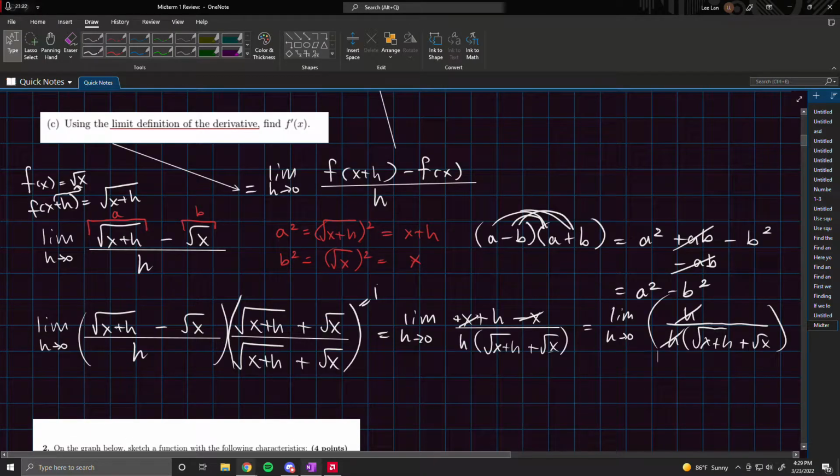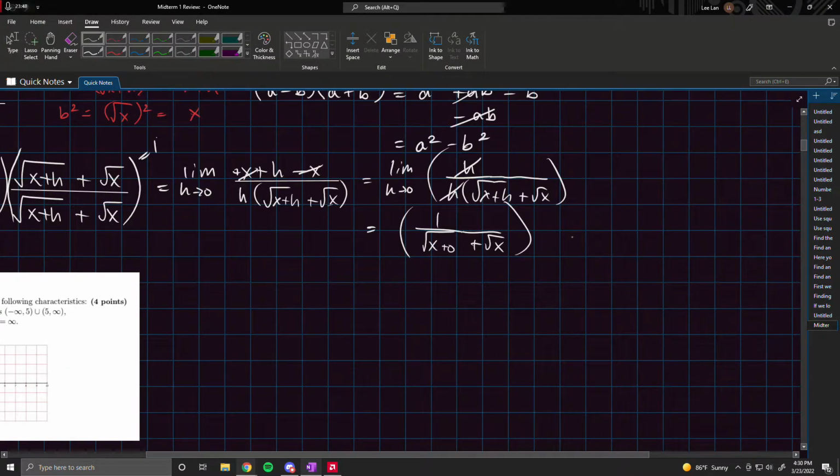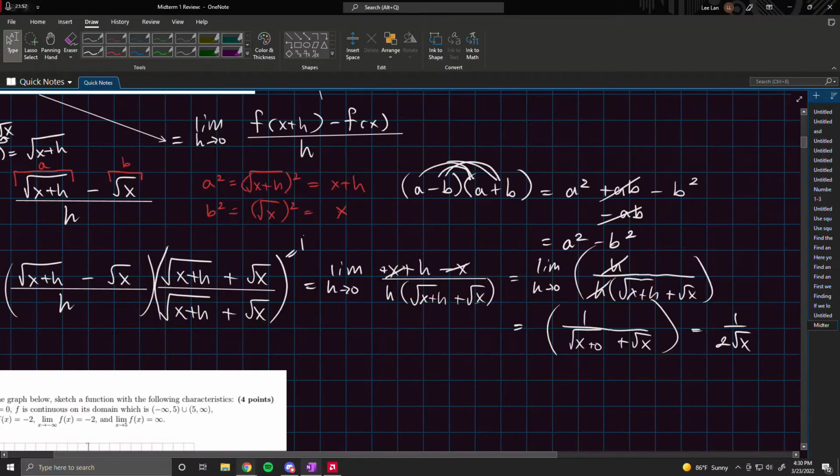And that was the problem we had at the start. Remember, if you plug in h approaches 0 here, you get an issue, but we got rid of the h here. So now we should be able to take its limit, no problem. If I take the limit as h approaches 0, I should get 1 over root x plus 0 plus root x, which equals 1 over 2 root x. And that's our answer.